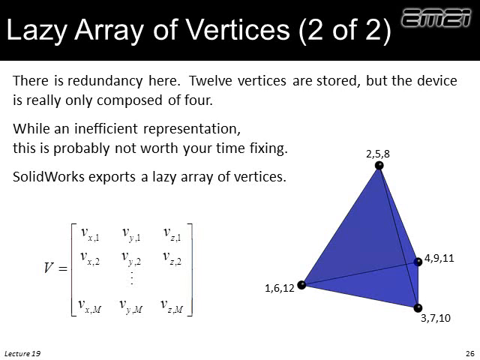Now, let's recognize the redundancy. What we called in the last slide vertices 2, 5, and 8 really are the same vertex. What we called 1, 6, and 12 are all the same vertex. What we called 3, 7, and 10 were all the same vertex. And what we called 4, 9, and 11 were all the same vertex. So using 12 total vertices, we would have 12 rows in this matrix. Imagine a much larger structure that has millions of triangles. We would have many millions of vertices. Instead, we really can compress this down to just 4 points. So we'll have 3 columns and 4 rows in this V array.